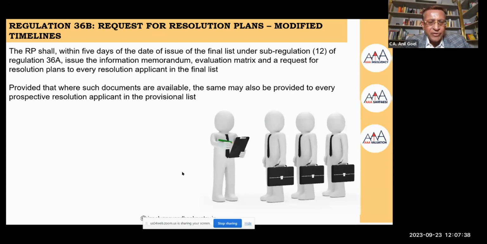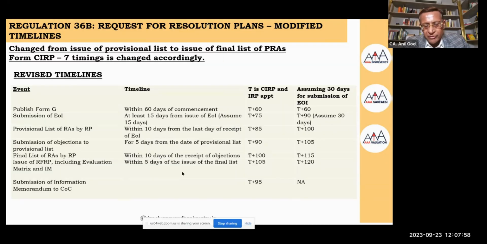Regulation 36B: the information memorandum, valuation metrics and the RFRP have to be shared after the final list of PRAs is released. Earlier, it was only the provisional list. Now it is made the final list, and on the final list. Now I am giving a revised timeline. So this is the revised timeline for any expression of interest.